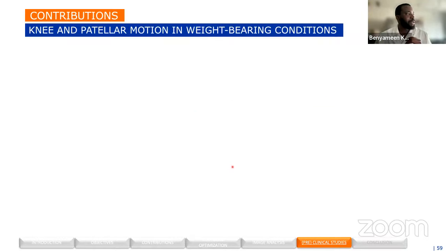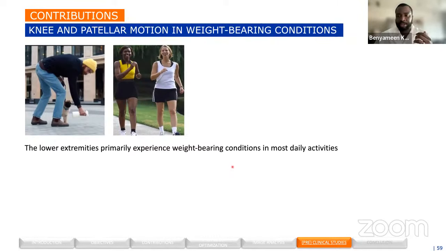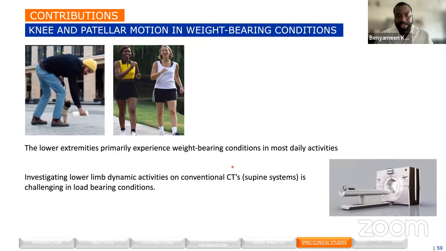And one of the first applications we looked at was knee and patella motion in weight-bearing conditions. This is because the lower extremities are primarily in weight-bearing conditions: you're either walking or standing, so there's always some amount of loading. However, most recent CT scanners acquire in a supine setting. So you're lying down, and therefore there's no loading, particularly on the lower extremities, when you do these types of acquisitions.